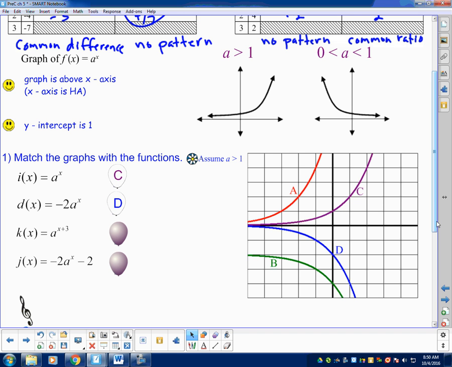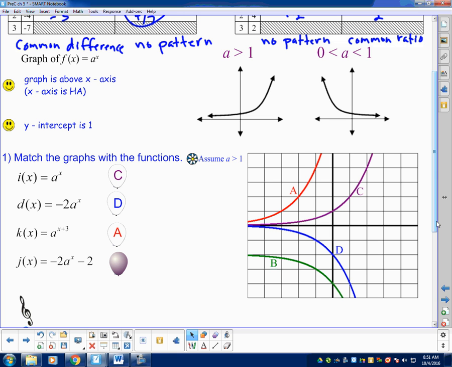Good. What is going to happen to the parent graph, a to the x, if I put an x plus 3 in place of x? What's it going to do? Grow quicker? It will. It's going to move it. It's going to shift it. Remember, if we replace x with x plus c, it's going to shift it left. So, which one do you think it might be here? A. Yep, that's right. So A shifts it left.